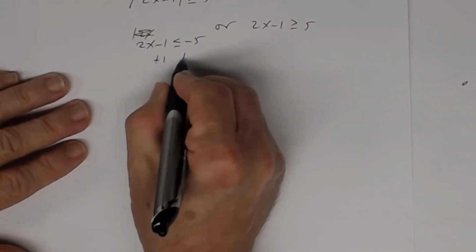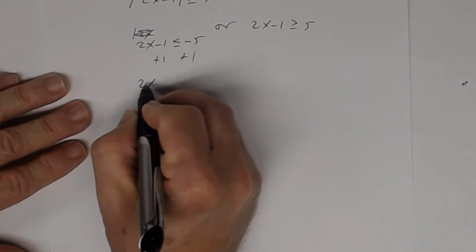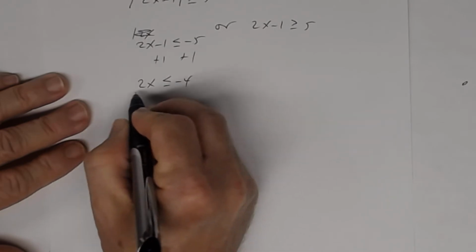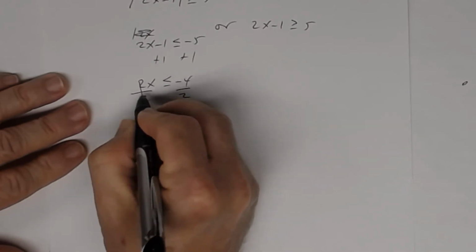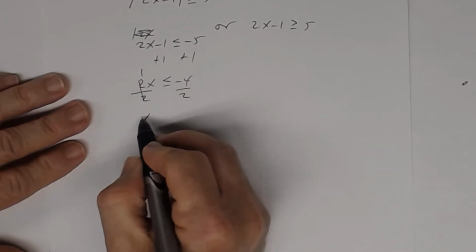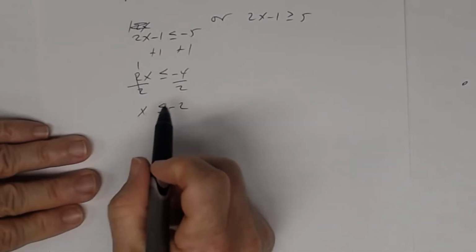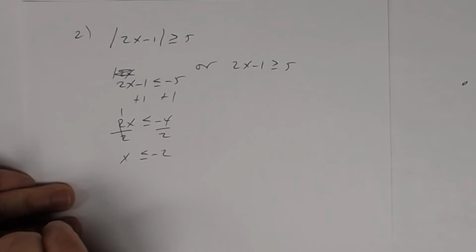So I'm going to add 1 to both sides. So here I get 2x is less than or equal to negative 5 plus 1, which is negative 4. Divide both sides by 2, and then simplify. I get x is less than or equal to negative 2. So any number less than or equal to negative 2 is a solution to this absolute value inequality.